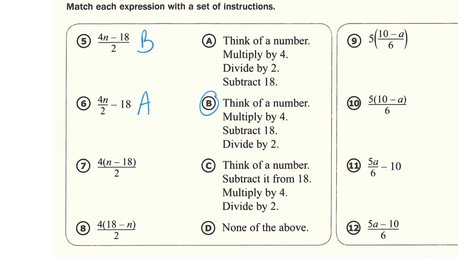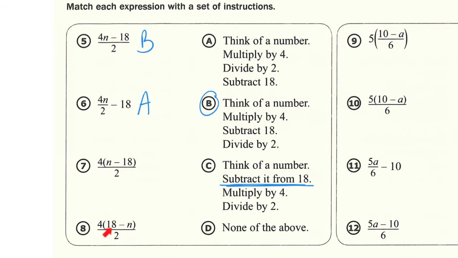In number 7, we're subtracting 18 first, that's in parentheses, then we're multiplying by 4, then we're dividing everything by 2. Now I might be tempted to match number 7 up with C, but this part right here, subtract it from 18, doesn't match what's happening here. Here we're doing n and subtracting 18.